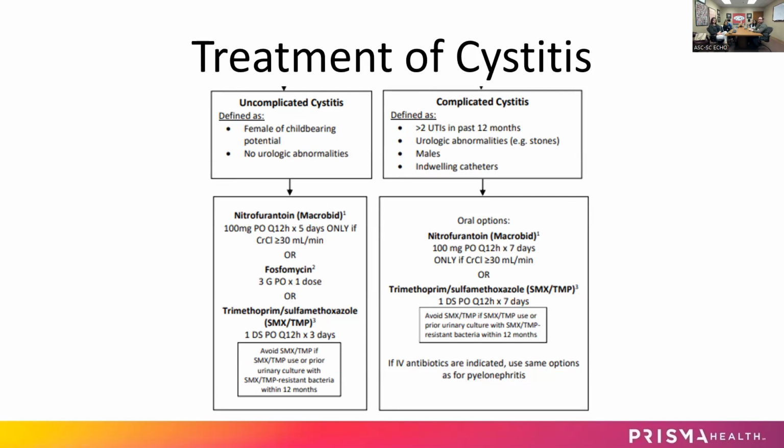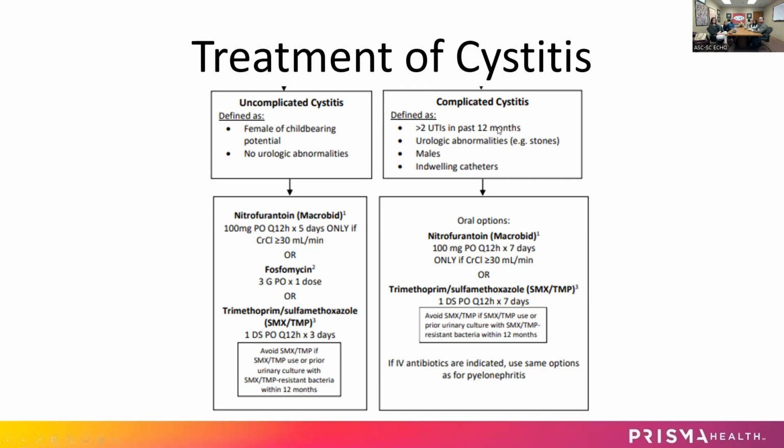A one-time dose of fosfomycin, keeping in mind that some of the data comparing nitrofurantoin to fosfomycin head-to-head has shown that macrobid does perform better in clinical and microbiological eradication of urinary tract infections. And another option is Bactrim for 3 days, a double-strength tablet every 12 hours for 3 days. With the important footnote here to avoid it if they have used Bactrim prior or if they've had a urine culture with a Bactrim-resistant bacteria within 12 months.